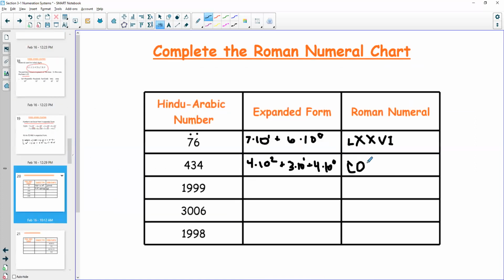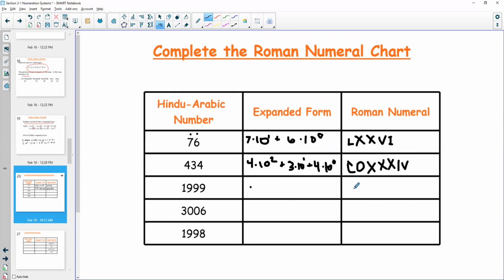Phew. CD, and then 30. How do I write 30? Well, I can do 3 X's in a row. And 4. How do I write 4? Well, I can't do 4 I's, but I can do 1 less than 5. I, V. Okay? So 434. All right. So the last one, actually, you guys can do the expanded notation for that one. Let's do the Roman numeral.